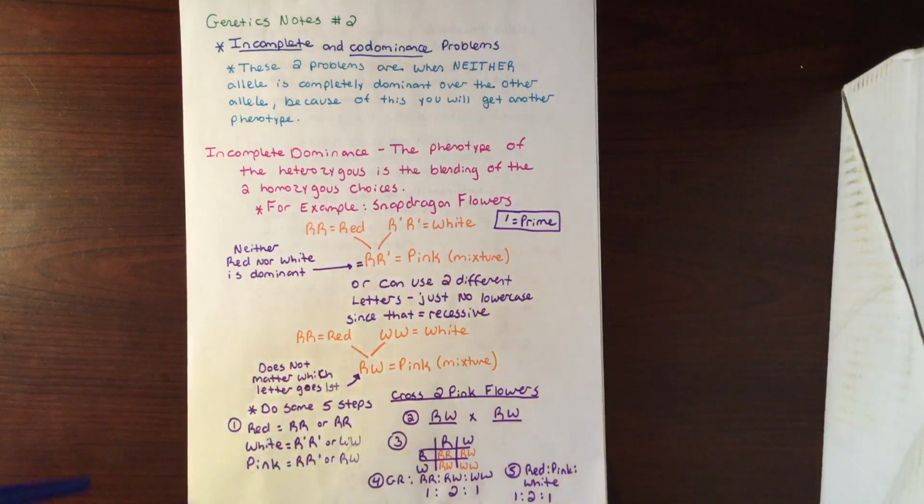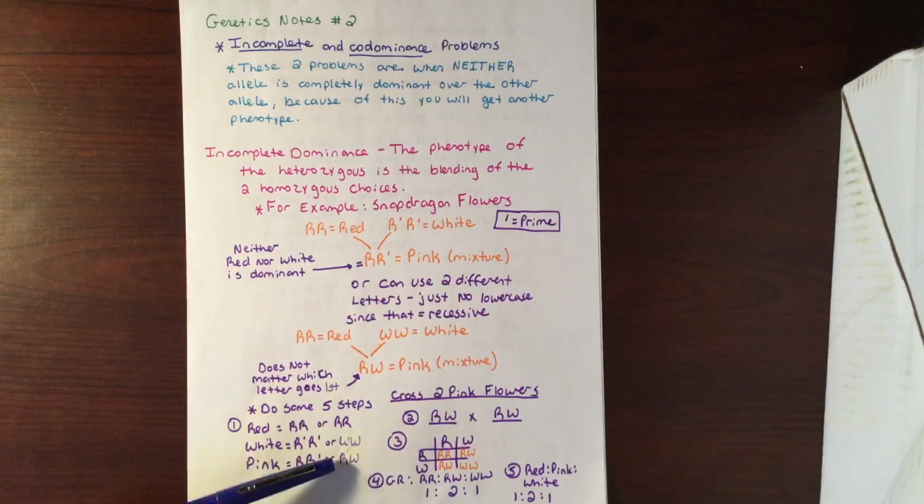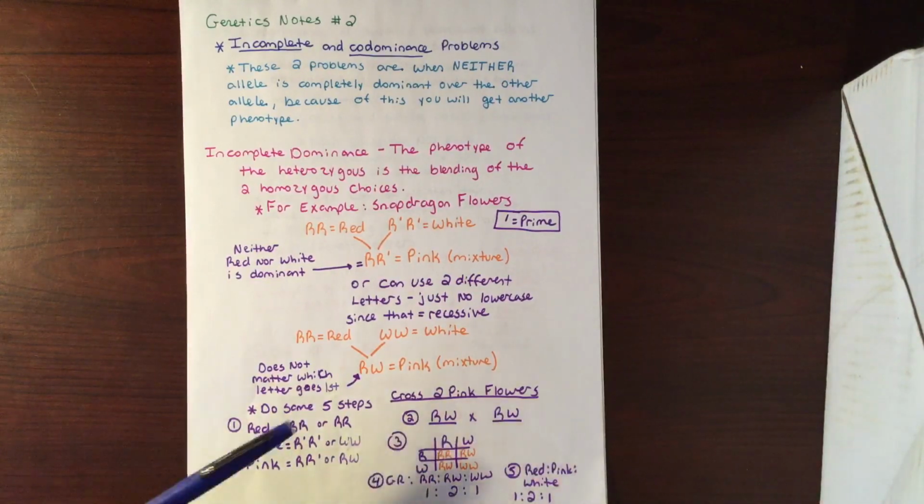But know that if you see those primes somewhere, what does it represent? What are we looking at? What are we doing with it? So my parents, I'm crossing 2 pink flowers. Go back to your key. RW, RW, I do my Punnett square.